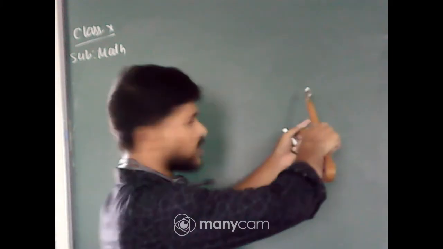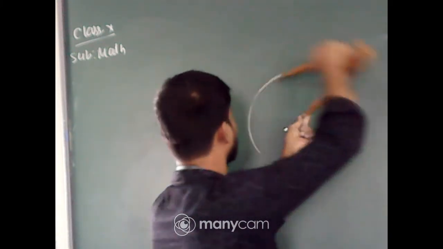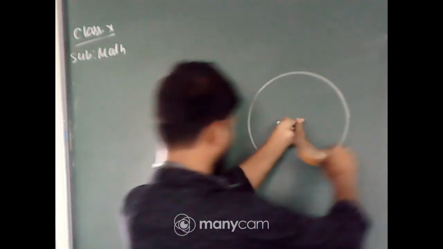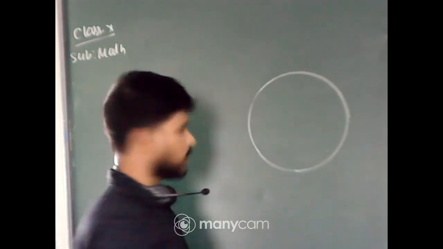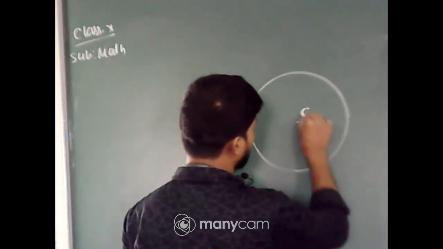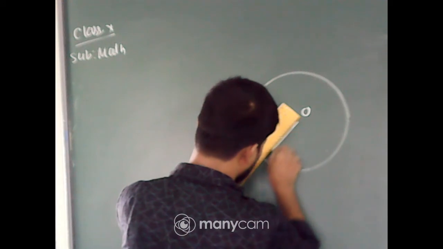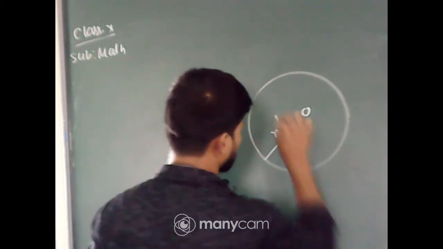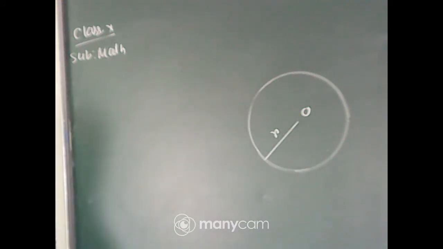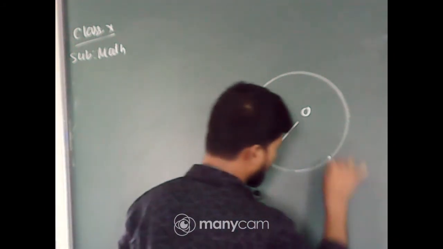Let us consider a circle. This is a circle, and this is the center of the circle. Let the radius of the circle be small r. We are considering 2 points. One is P and one is Q. So PQ is obviously an arc.